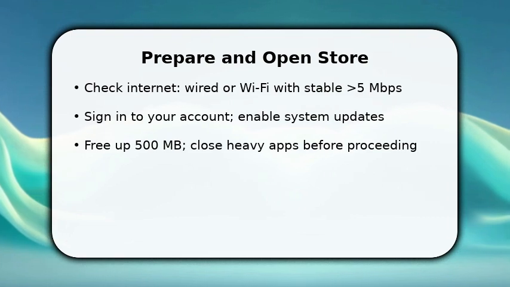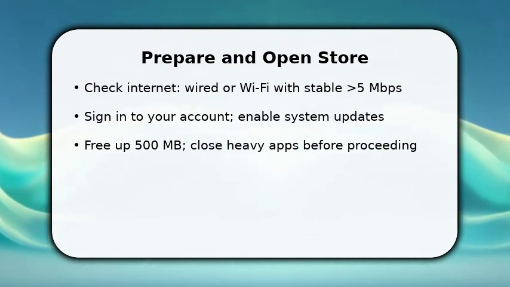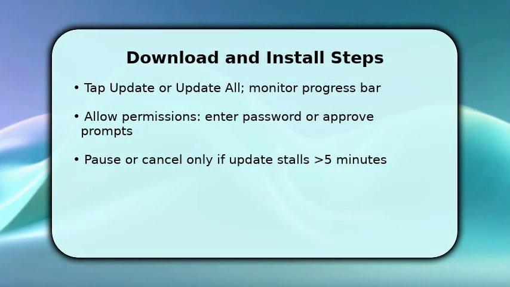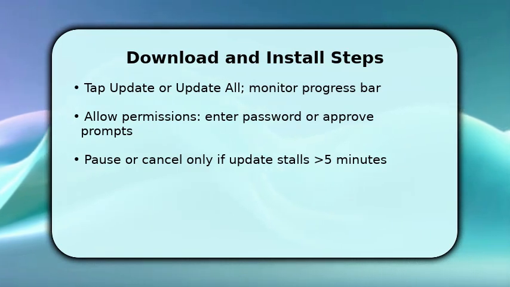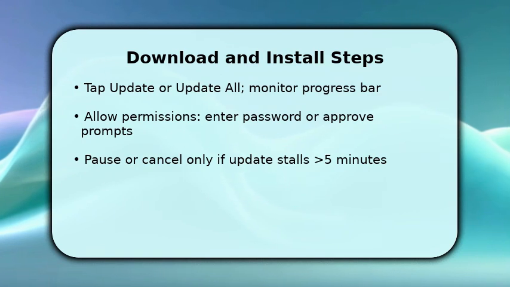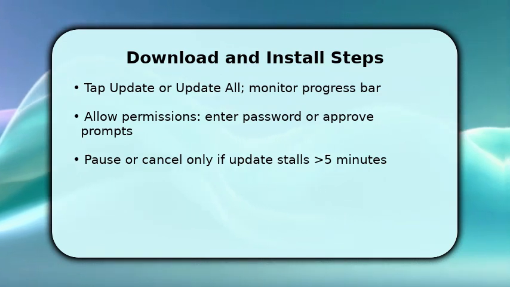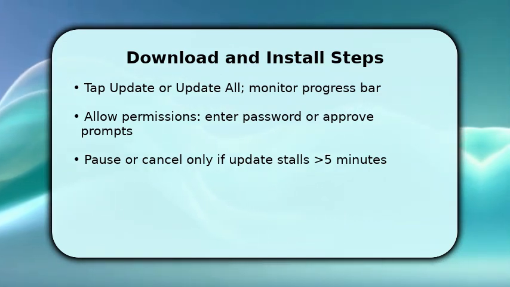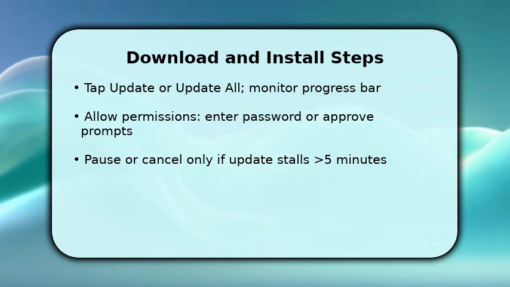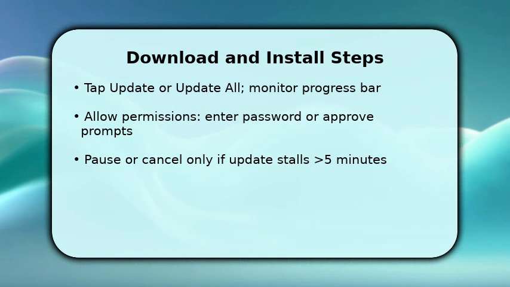without delay. Once you're on the Updates page, tap Update for each app you want or choose Update All to batch them. You'll see progress bars, watch for stalled downloads, and allow any permission prompts, including password entry or system approval. If an app requires a restart, the store will indicate that. Schedule it now if you're mid-task.